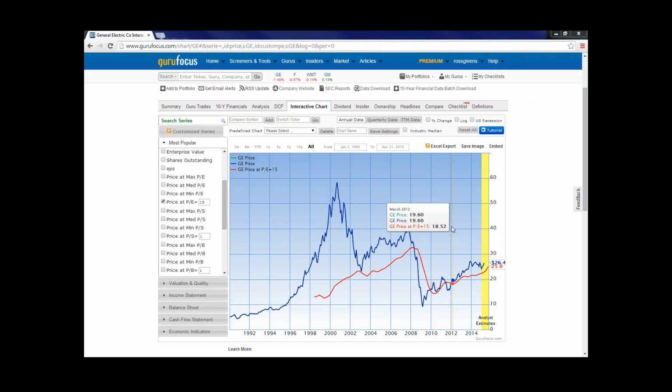And just to clarify, I had a question on here. The book value is the full book value, not tangible book. That's correct.